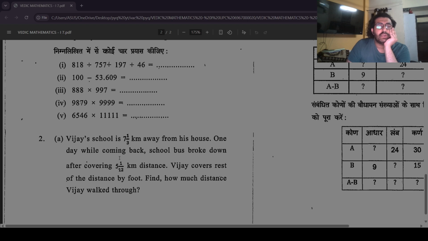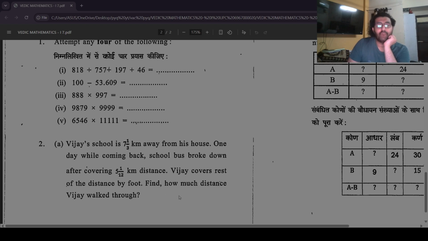As for question number 2, Vijay's school is dash dash kilometers away from his house. One day while coming back, the school bus broke down and after covering dash dash kilometers distance, Vijay covered the rest on foot. Find how much distance Vijay walked.